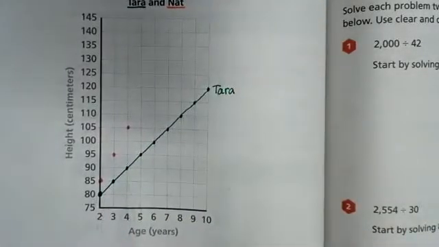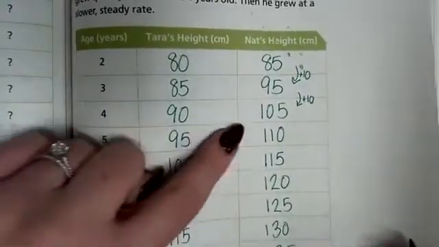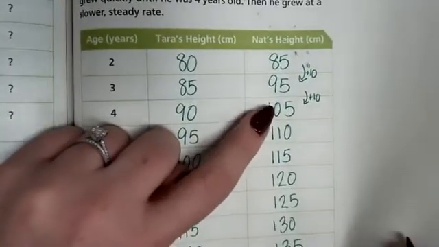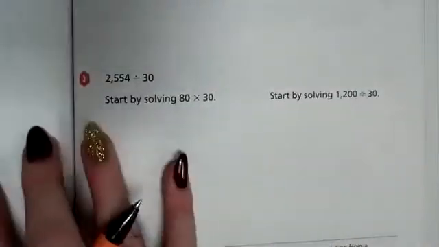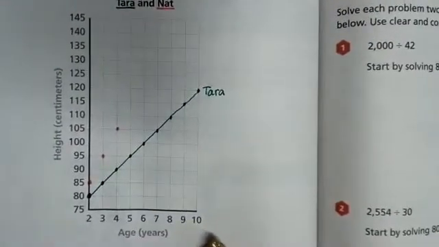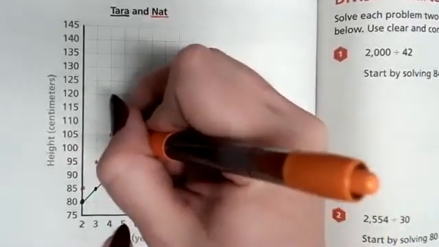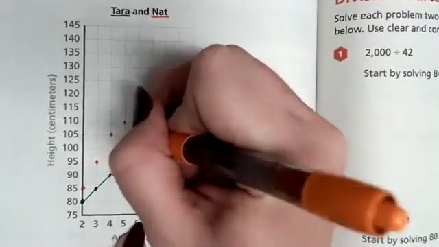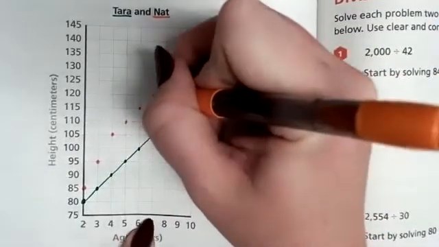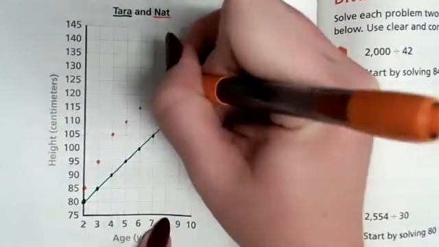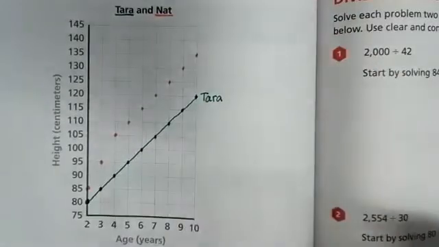Okay, I'm going to check back at my data because I know it changed there. So after age 4, it only increased by 5 each year. So I'm going to keep going from 105, but I'm only going to increase by 5 each year until I finish Nat's chart. Okay, so he's at 105, which means each year after that, I'm just going to increase by 5. 5 would be 110. 6 would be 115. 7 would be 120. 8 would be 125. 9, 130, and 10, 135.